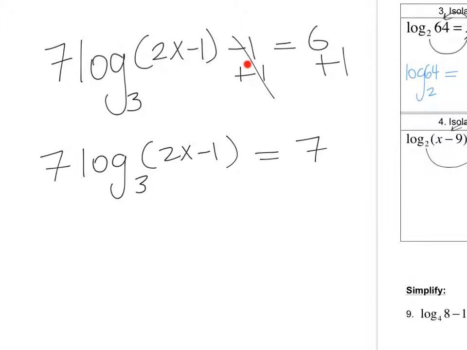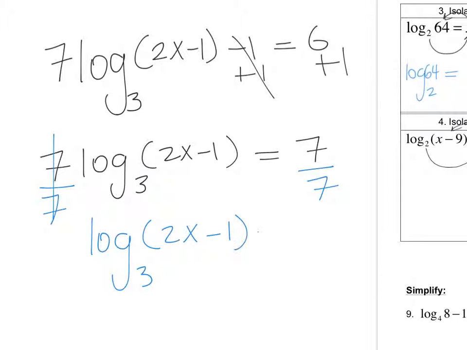So I just moved the negative 1 to the other side, but the log is still not isolated. I also have to get rid of the 7. Since it's being multiplied, I divide both sides by 7. So this goes away. Log base 3 of 2x minus 1 equals 7 divided by 7, which is 1. So I just isolated the log.